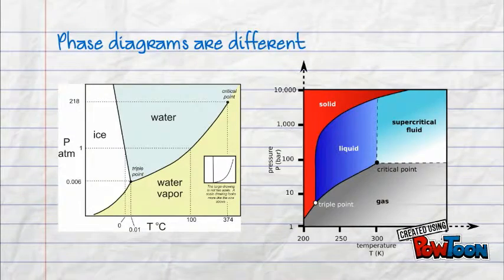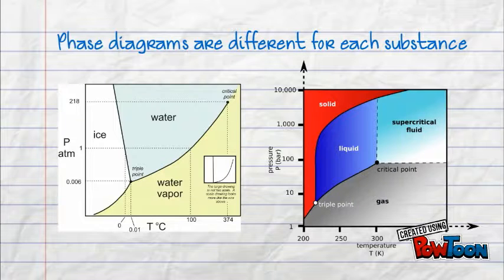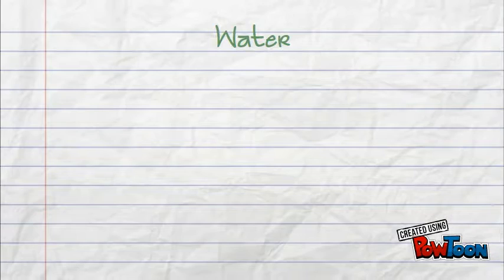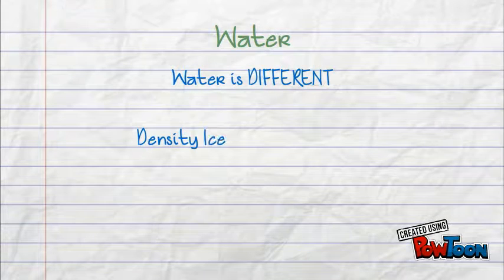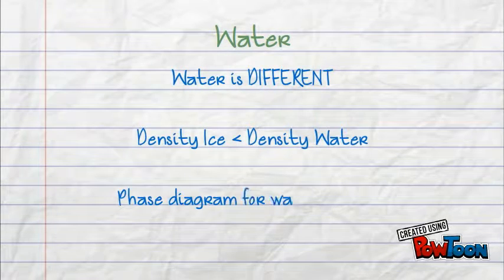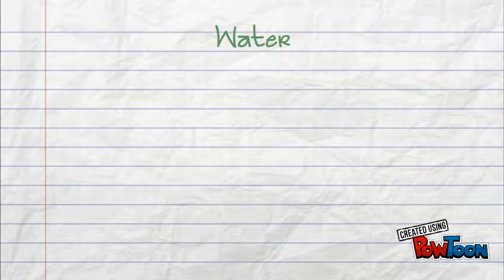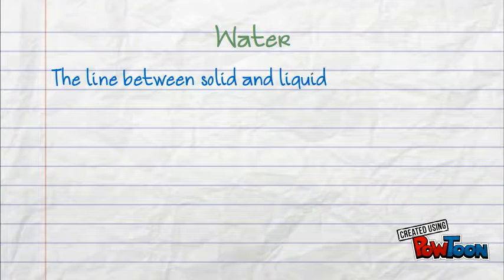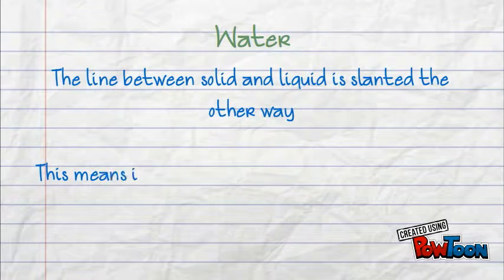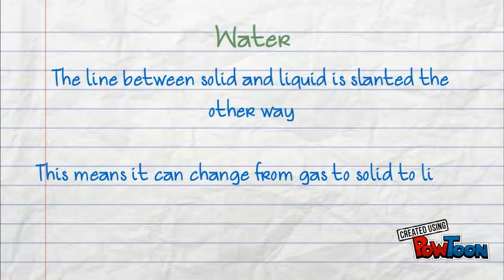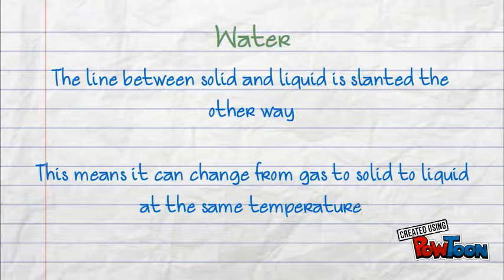Phase diagrams can look different for each substance. For example, water is different from other substances. The solid density of water is less than the density of its liquid. That means the phase diagram for water changes. The line between the solid and liquid is slanted the other way for water. This means it can change from solid to liquid at the same temperature.